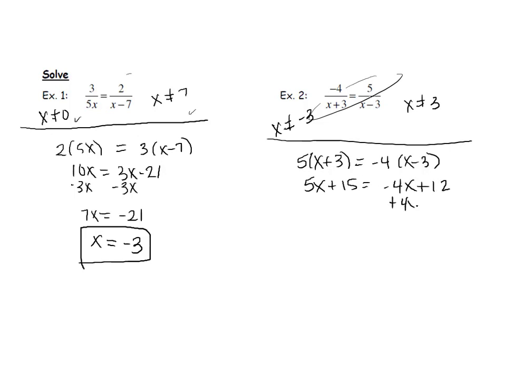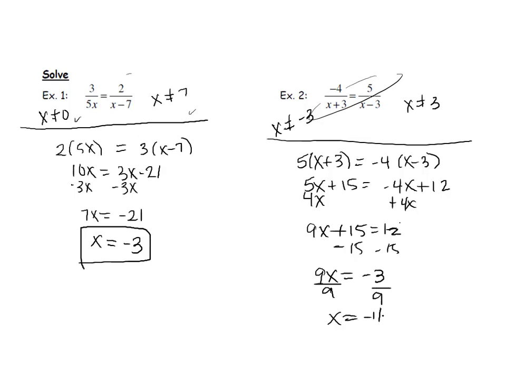We're going to add 4x to both sides. We're going to subtract 15. We're going to divide by 9. And then we look. Nope, it's not negative 3 and it's not 3, so we're good.